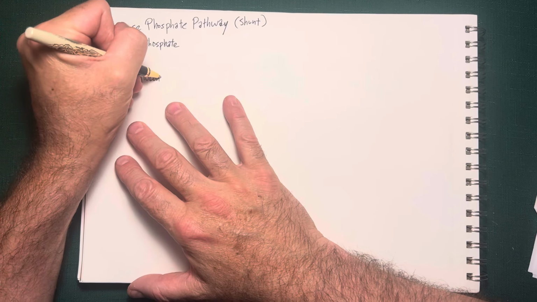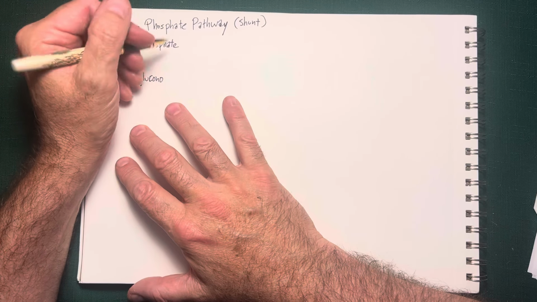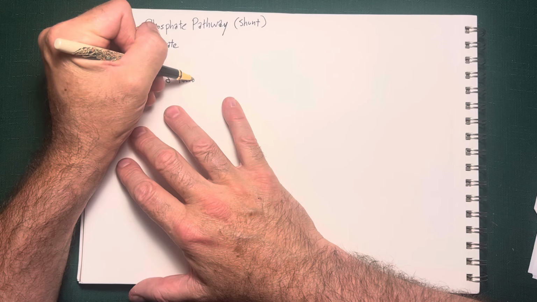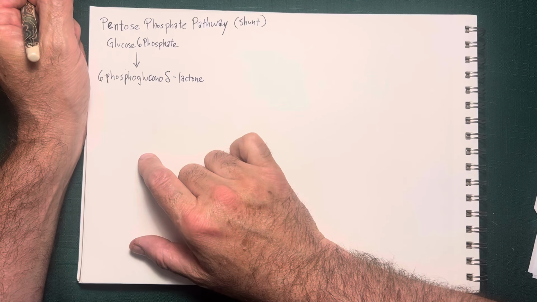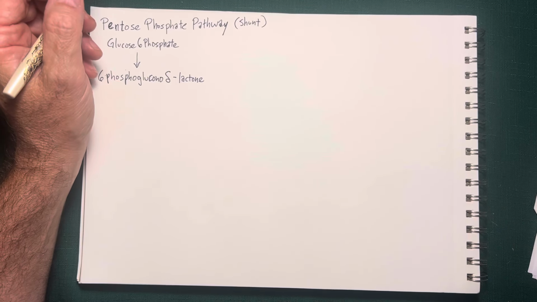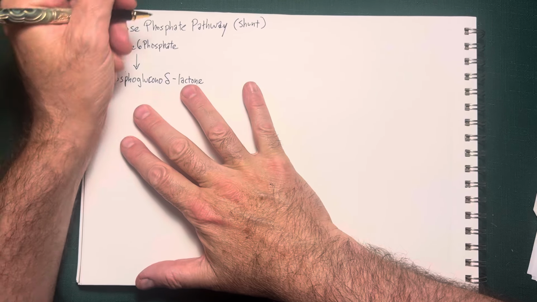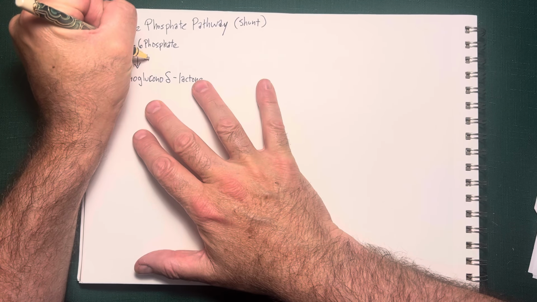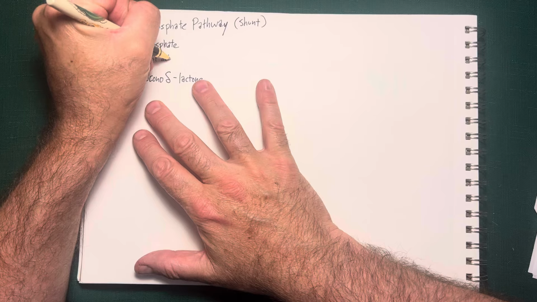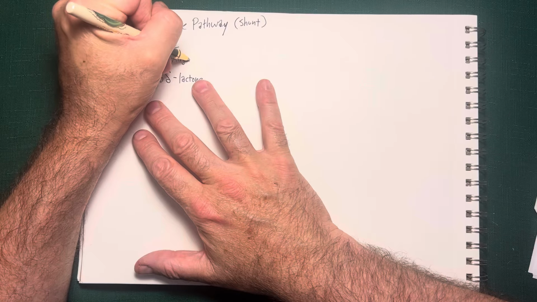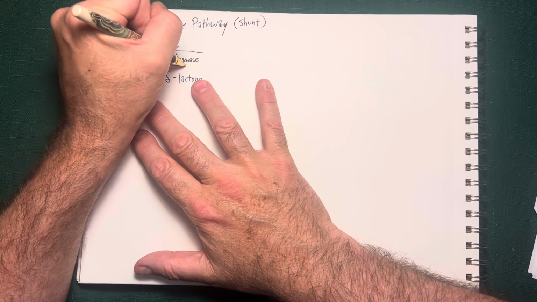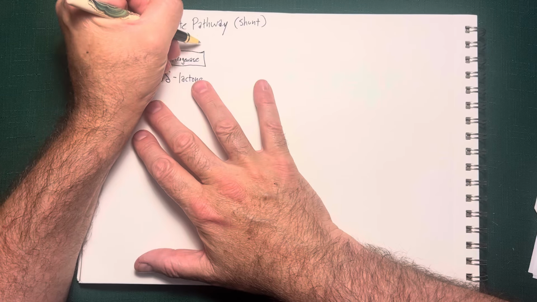6-phosphoglucono delta lactone. And that seems like a mouthful. We're going to use an enzyme called G6P dehydrogenase. And when you see a dehydrogenase, get ready to be harvesting some electrons.